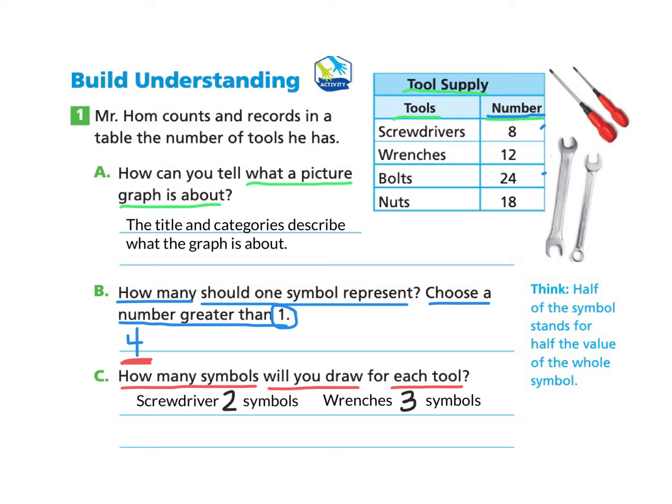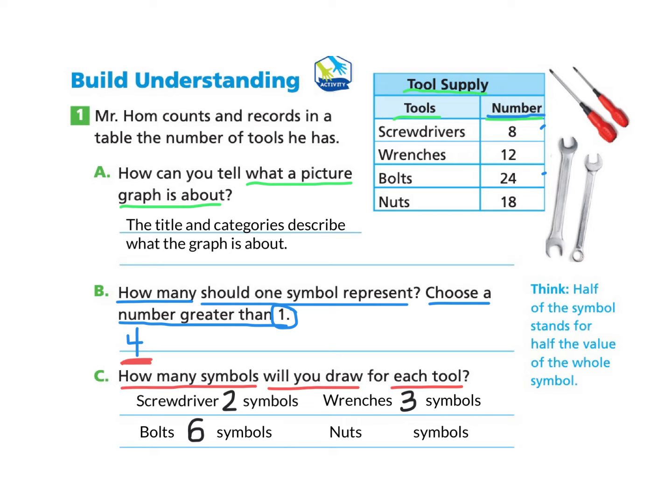Maybe you want to pause and try the last 2 on your own and come back, or you can follow along with me if you like. Okay, so for the bolts, we have 24. So I'm going to count by 4s till we get to 24. 4, 8, 12, 16, 20, 24. So I counted 6 4s, so I will use 6 symbols because they each stand for 4.